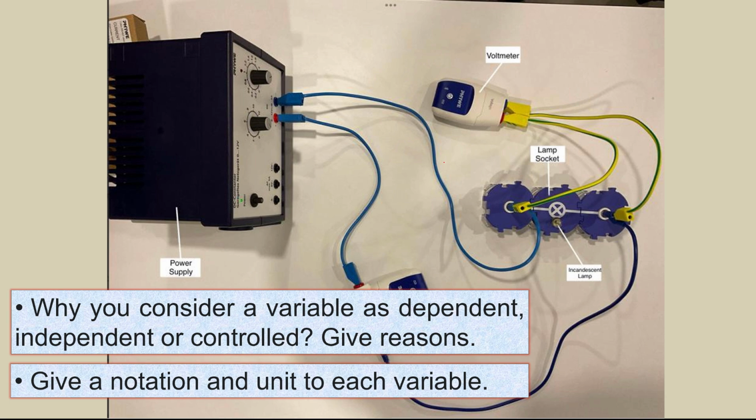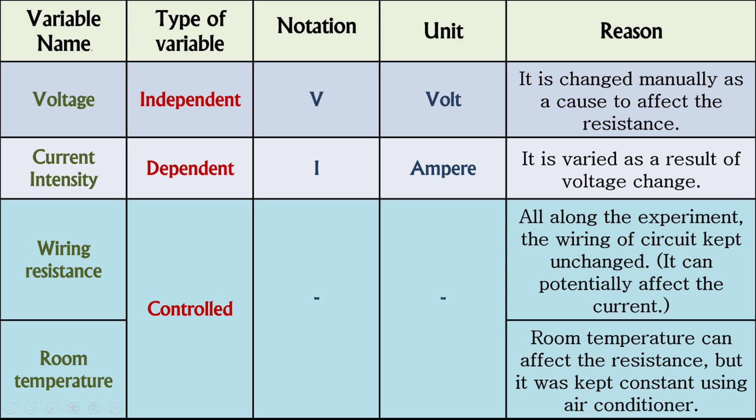It's very important. This is a table she prepared. Variable name: voltage. Voltage is considered independent here. The notation she has used is V, the unit is volt, and the reason here is that it is changed manually as a cause to affect the resistance. Current intensity is the dependent variable in this experiment. The notation is I, the current is measured in amperes, and it is varied as a result of voltage change. The other two are the controlled ones: wiring resistance and the room temperature.